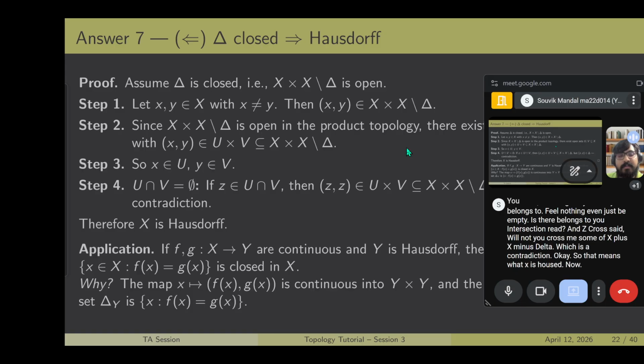Now if f from X to Y is continuous and Y is Hausdorff, then the set of x such that f(x) equals g(x) is closed. So the point is that x going to (f, g) is continuous into Y cross Y, and because the diagonal Delta Y is closed, its inverse image is closed. So that's what the argument is.